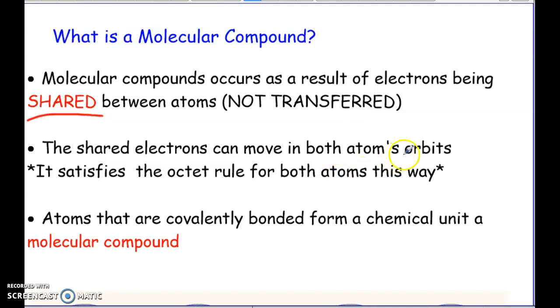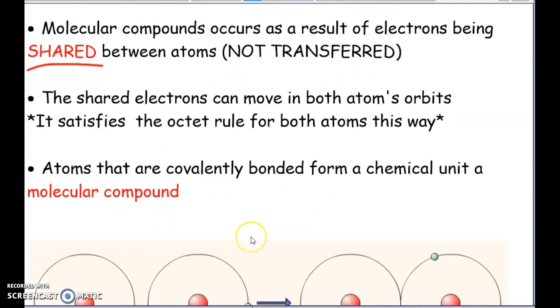So what ends up happening is the orbits of the atoms come close enough together that basically the electrons can move from one orbit to another. So really both atoms have that electron in their orbits. And of course the bond that's produced is called a covalent bond.